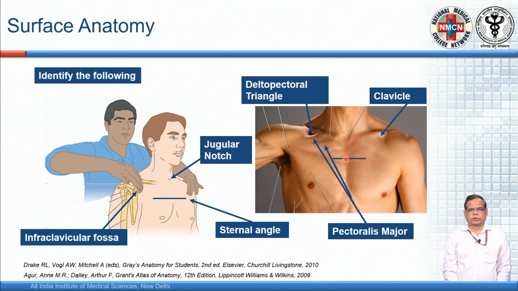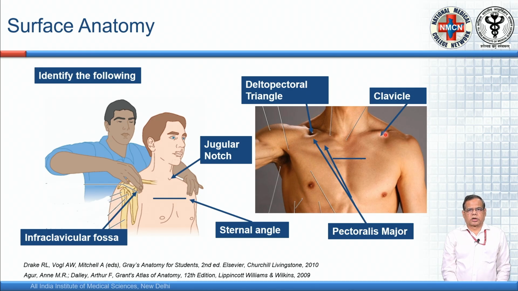This is very important for counting the ribs, because the second rib articulates with the sternum at sternal angle, and from second rib onwards you can come down the other ribs. The first rib is covered by the pectoralis major muscle and it is not palpable. The clavicle is a subcutaneous bone and you can palpate the whole clavicle. Come to the lateral end of the clavicle at the tip of the shoulder, one can palpate the acromion process.